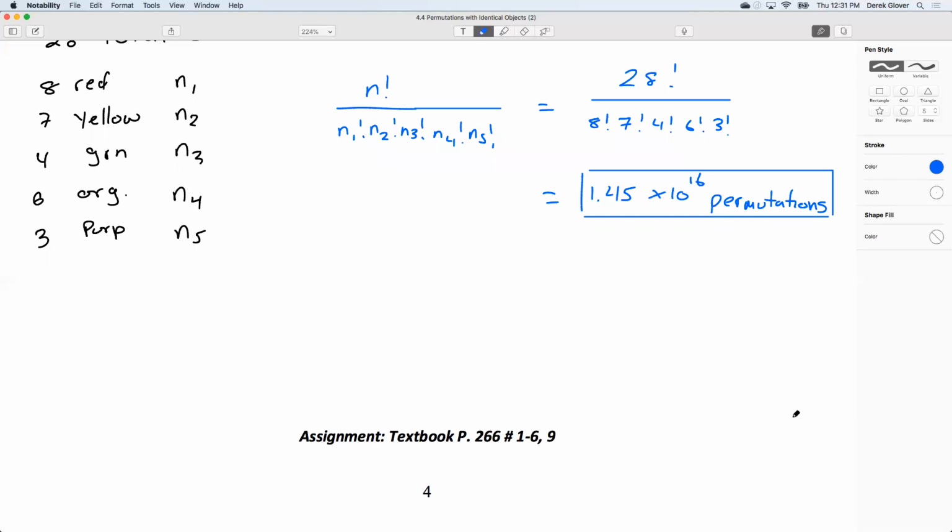I've got some problems for you. They're on page 266 of your textbook, questions 1 to 6 and question 9. They're all to do with repeated elements. The first few of them are already laid out for you, and then the rest of the questions you have to go and actually figure out what formula to use to solve them.